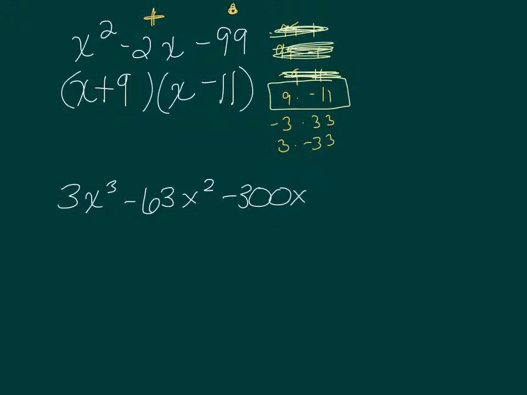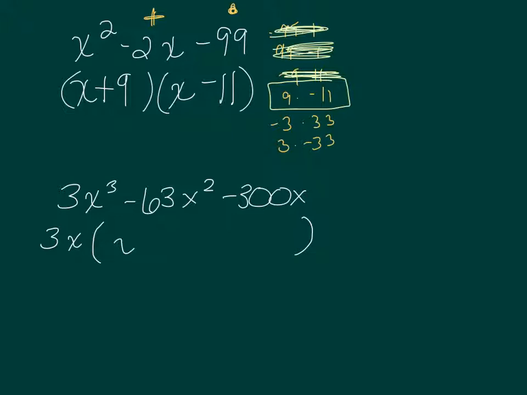All right, the first thing I'm going to do is determine if there's anything in common. Well, as soon as I see 3, 63 and 300, I know all of those are divisible by 3, right? So I'm going to take a 3 out of there. And I also notice that there is at least one x in each of these. So I can take out the smallest, which is x to the first. So I can take a 3x out. So before I even look at step 2 or 3, I can already take a 3x out.